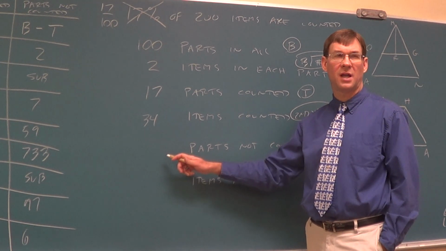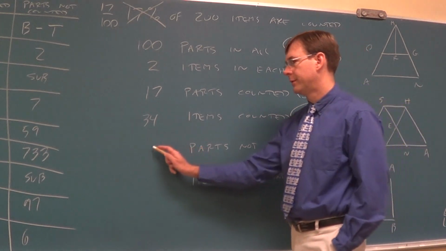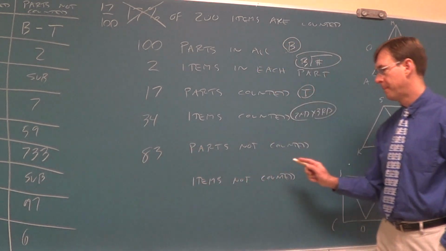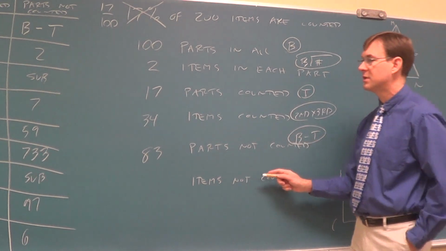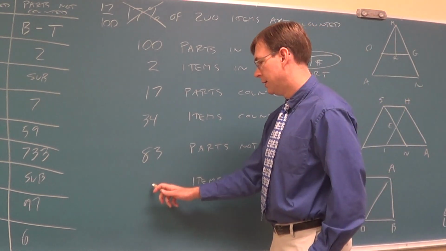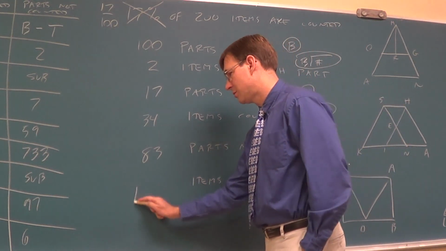Second opinion, parts left out, 83. How'd you do that? I just subtracted the 100 left. Yeah, we're going bottom minus top. The 100 minus the 17 gets us an 83. So then how many items does that make? We got 83 piles. 176. Close.